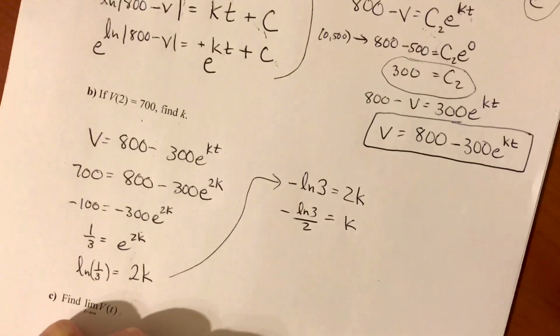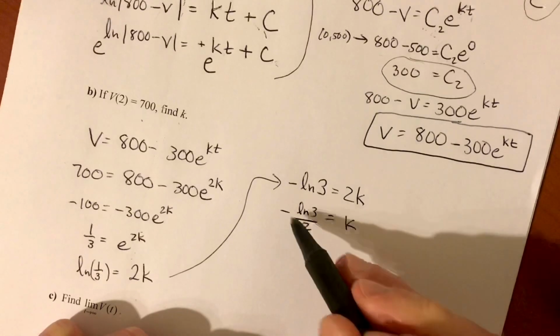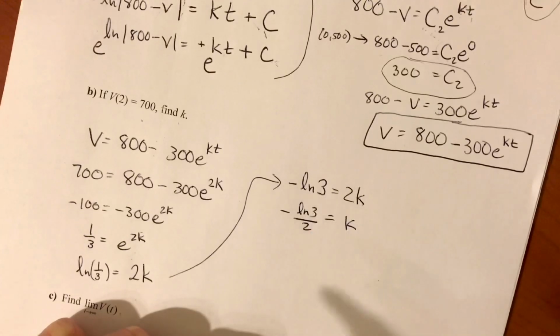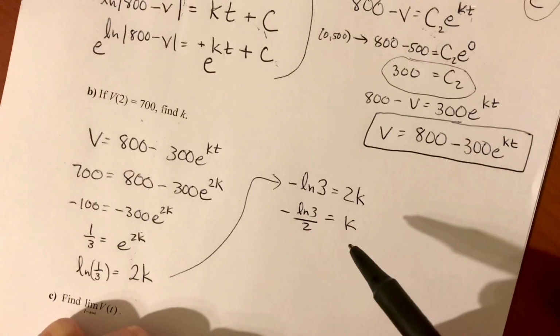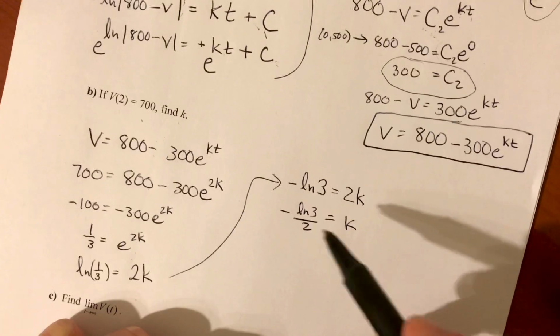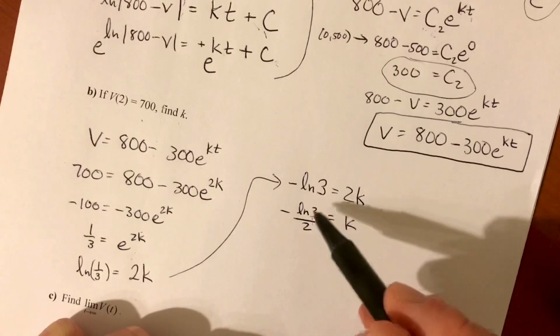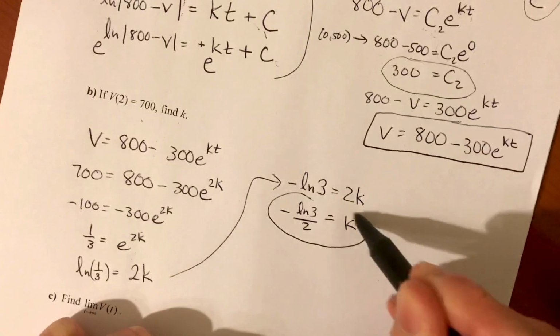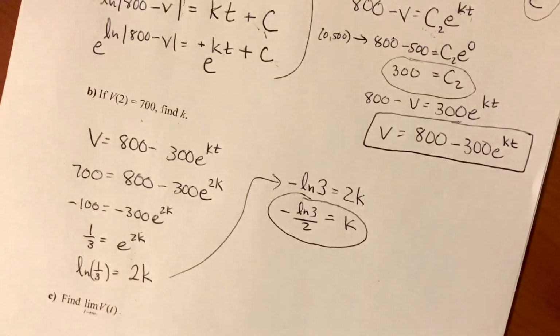Or again, ln of 1/3 divided by 2, or if you want to further play around and make that 1/2 an exponent, it'd be ln of the square root of 1/3, raising the 1/3 to the 1/2 power. So I think we're good right there. That's at least one version of k that we're fine with.